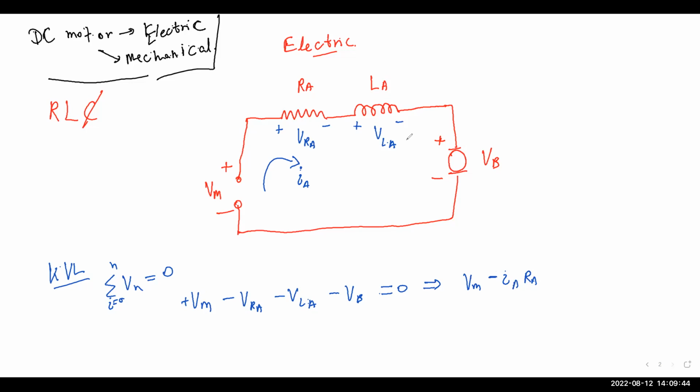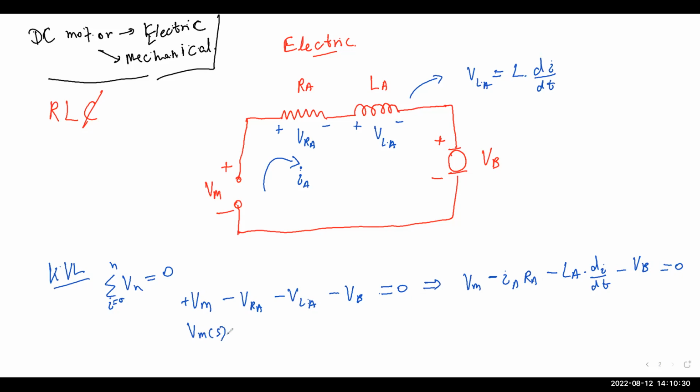What about VLA? So I said earlier, the voltage of an inductor is given by the inductance times the rate of change of current through the inductor, right? So we can write this as LA dIA/dt minus VB. Now to this equation, we can apply a Laplace transform. So if we apply Laplace transform to this, what will we be getting? Something like this, right? We'll be getting VM(s) and so on.